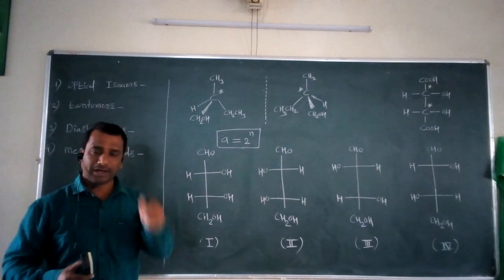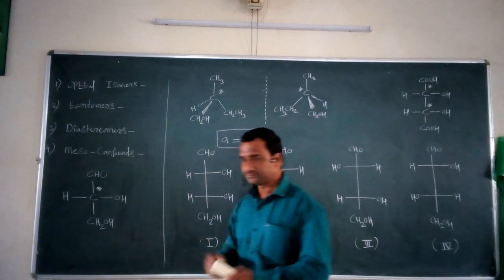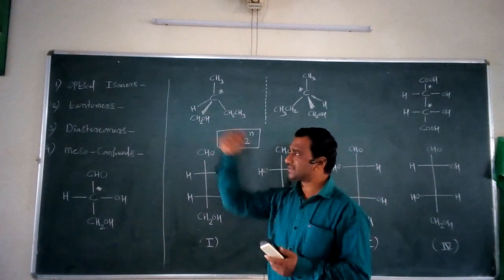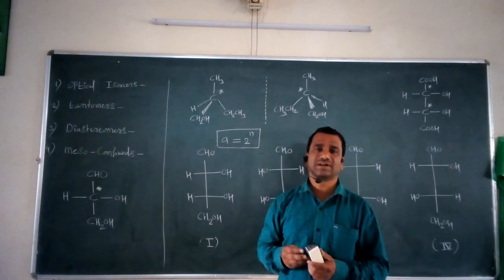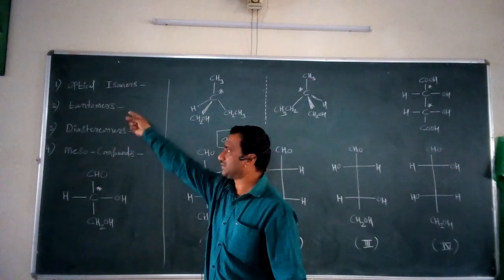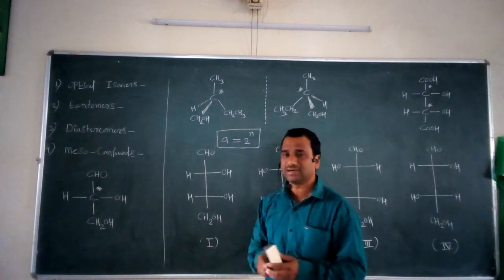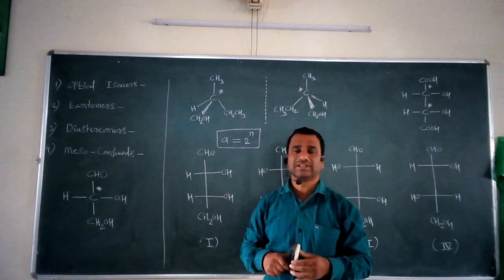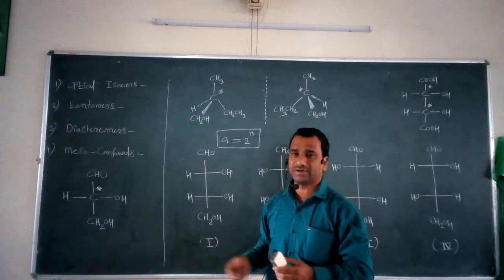Now after considering this simple chiral center or asymmetric carbon atom concept, next we have to consider three more important concepts in the current lecture. One is enantiomers, second is diastereomers, and third is meso compounds. So how these compounds are classified on the basis of these different concepts.